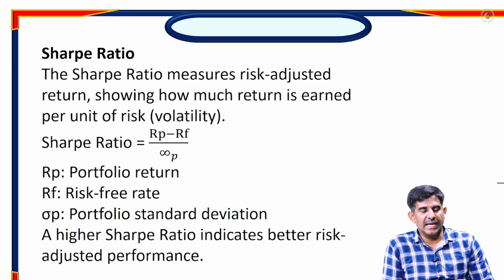Sharpe ratio is the other metric. It measures the risk adjusted return, showing how much return is earned per unit of risk.